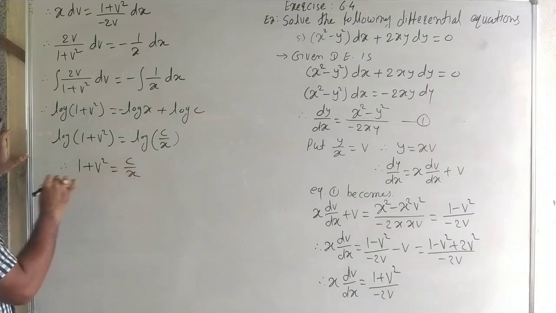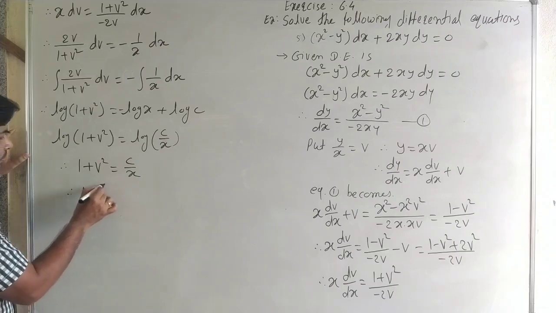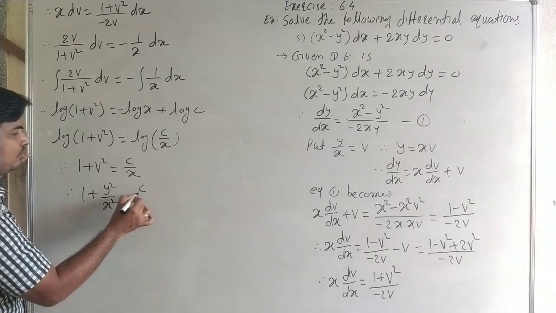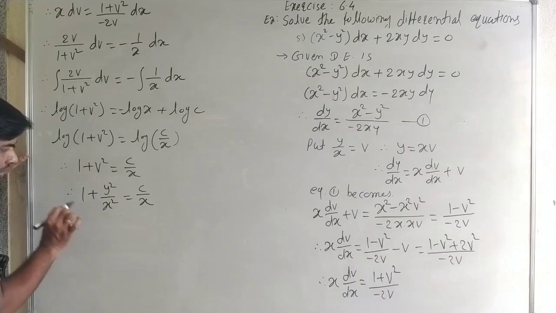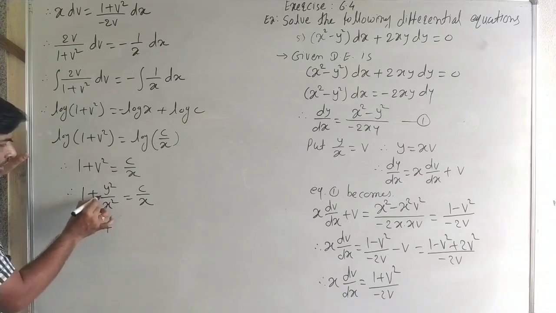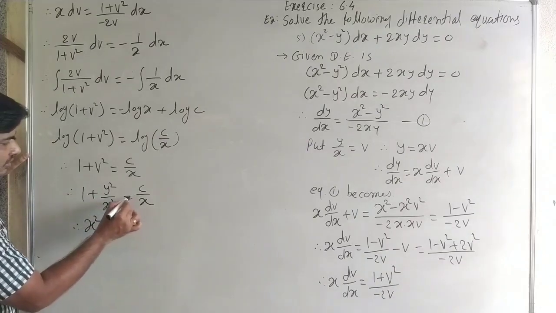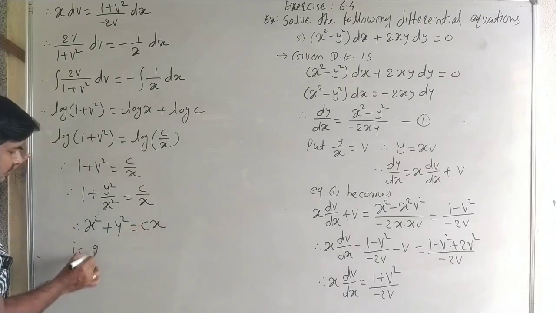Put the value of phi, and phi is y by x. 1 plus y square upon x square is equal to c by x. Now it is x square, it is x. Throughout multiplying by x square. So here it is x square plus y square, here multiplying by x square it gets cancelled, and here multiplying by x square it is cx.